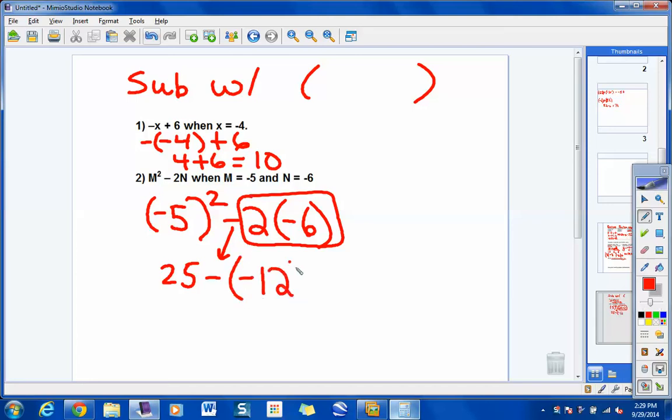Okay. So this is this whole idea now where we're saying we're going to take 25 minus a negative 12. We said, though, subtraction. Change your subtraction into what? Addition of the opposite. So this will be 25 plus what? Okay. Everybody agree with that? Addition of a positive 12. Addition of the opposite. What's my sum here? 37.